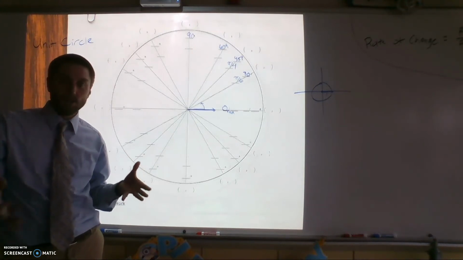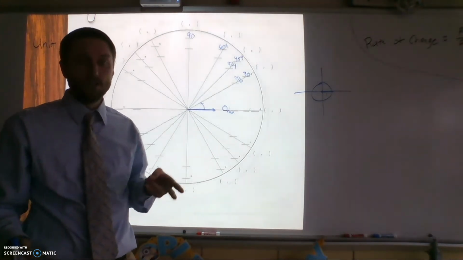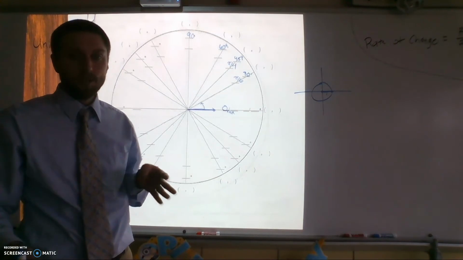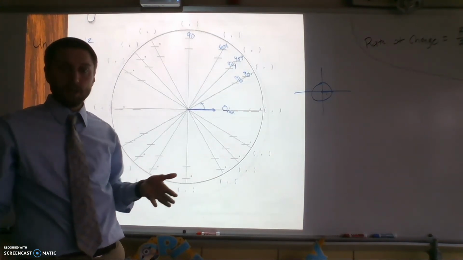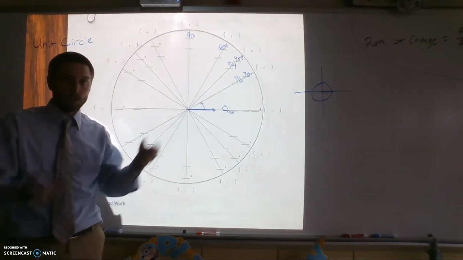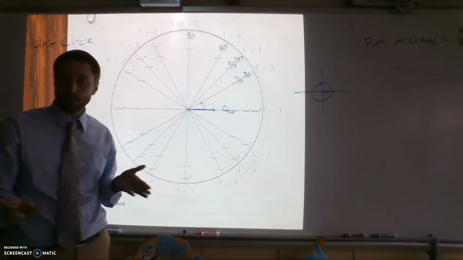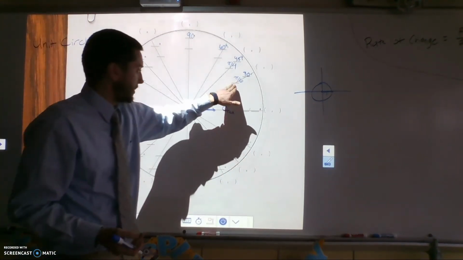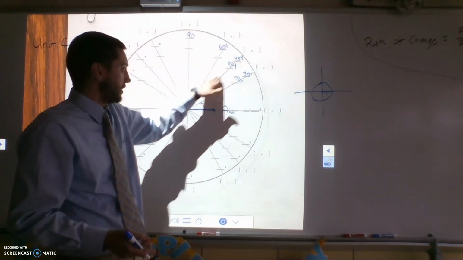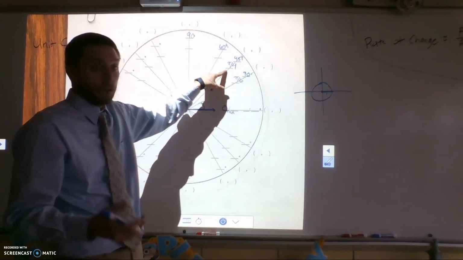Okay? Everything else, if you know how to count, do you guys remember counting? 1, 2, 3, 4, 5. Do you guys remember how to count? If you can count, you can find the rest of these angles. It's really easy. I'm going to show you. Okay? So pi over 6 is this angle. Pi over 4 is the middle angle.